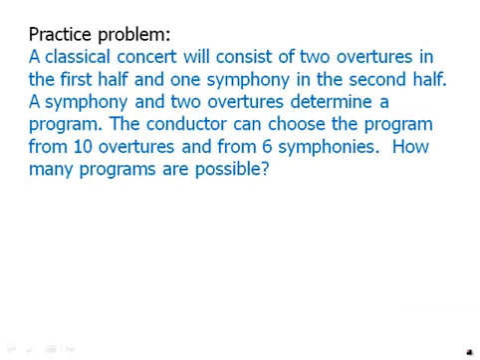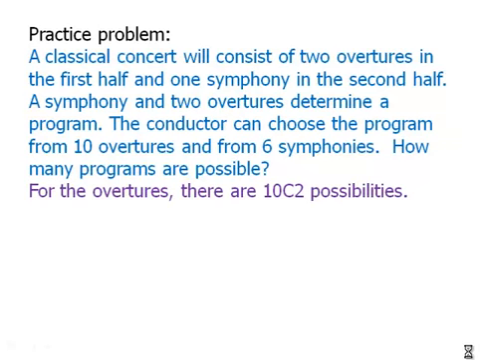Here's a practice problem. Pause the video and we'll talk about this. Okay. A classical concert will consist of 2 overtures in the first half and 1 symphony in the second half. A symphony and 2 overtures determine the program. The conductor can choose the program from 10 possible overtures and from 6 possible symphonies. How many programs are possible?